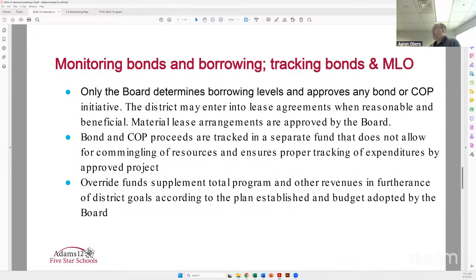On the bonds and the borrowing, we'll come back to it at the next meeting. We'll specifically talk about MLO tracking and ensuring that what the district is spending funds on is what's allowed. And this is again through December 31st, and we had not issued bonds out of the 2024 election at that point in time.